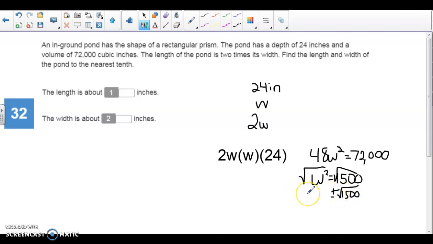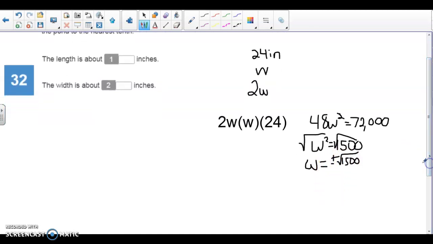Since W is the width, the negative isn't going to make any sense, but I thought it was a good time to bring up that it's positive and negative when you take the square root of a variable being squared. The other side is going to be positive and negative. But in this case, we're just going to take the positive value.